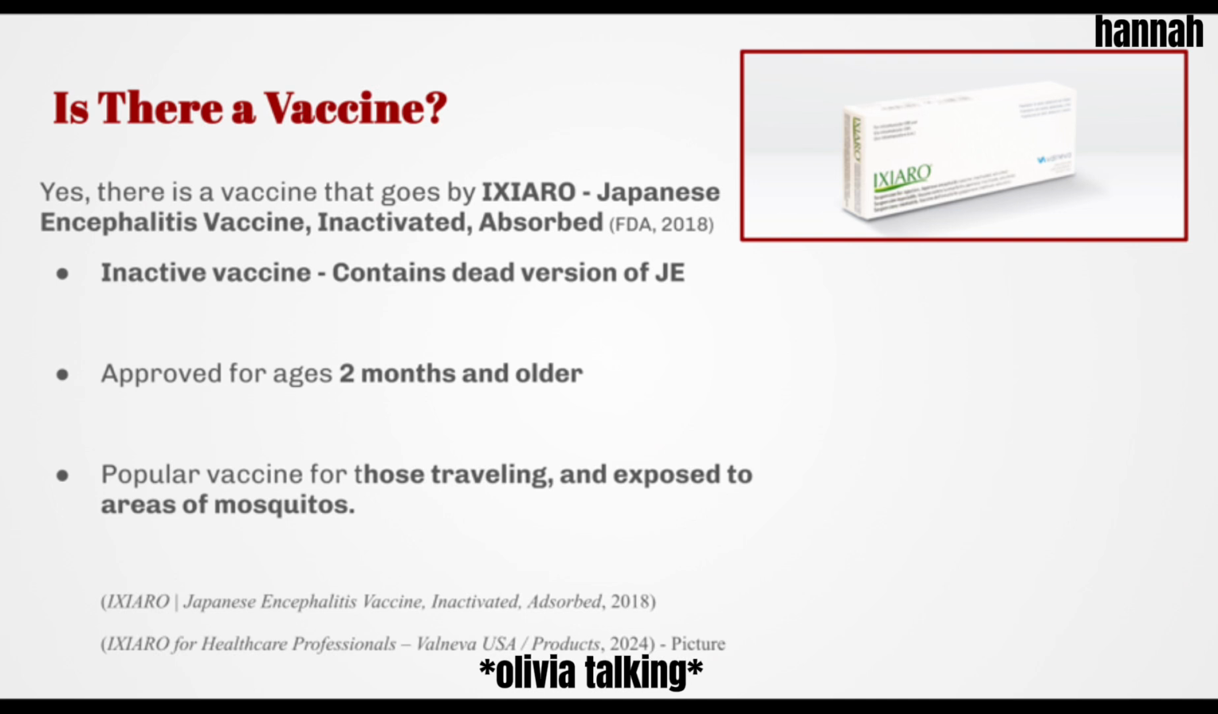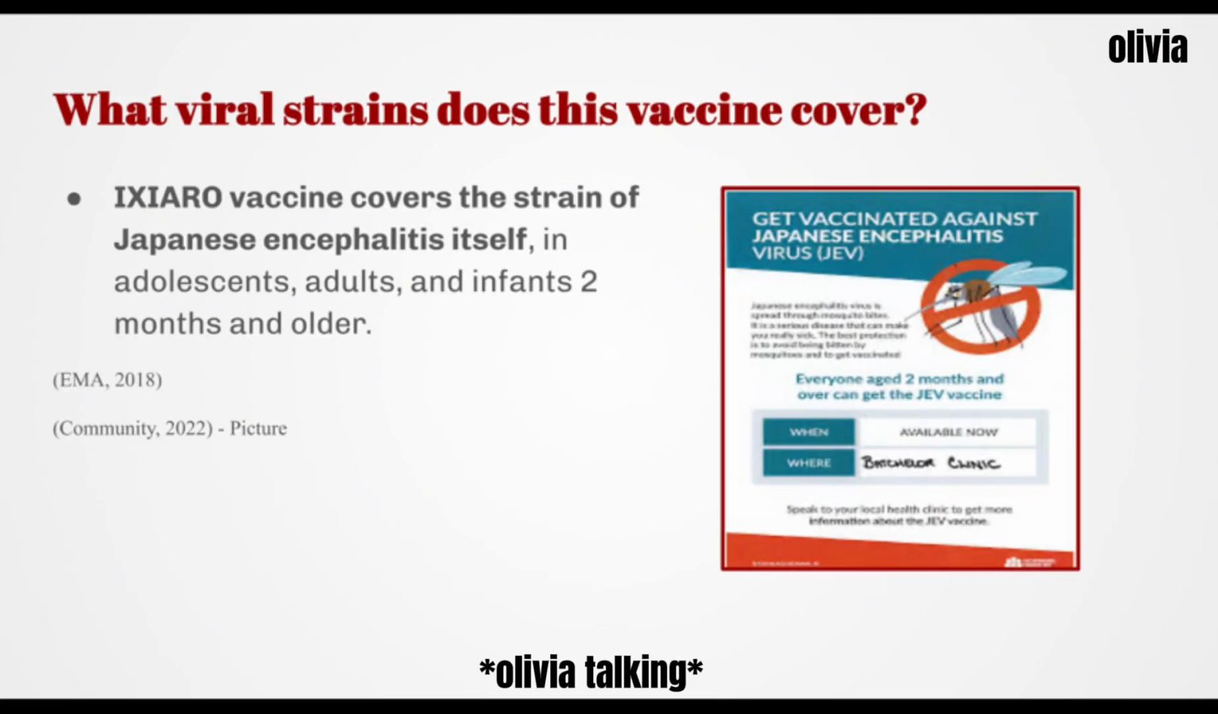Ixchiq is the name for the vaccine. It is inactivated and absorbed. The inactivated vaccine contains the dead version of JE. It is approved for ages 2 months and older and is a popular vaccine for those traveling in areas exposed to mosquitoes. The vaccine covers the strain of all Japanese encephalitis in adolescents, adults, and infants 2 months and older.